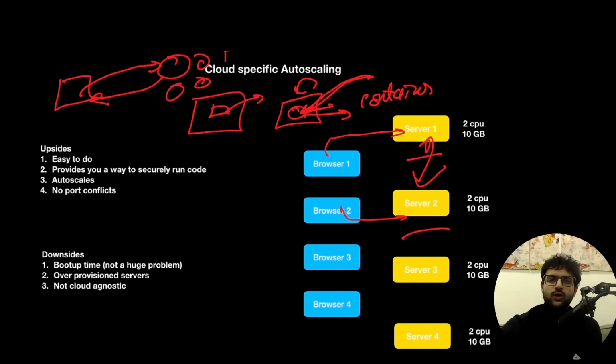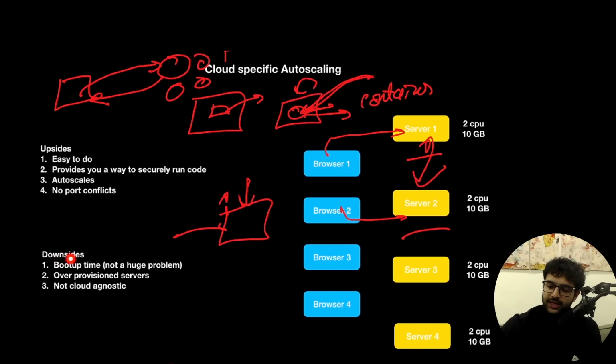The ports won't conflict. Compared to in the last approach, the original approach, there was a single machine, two people tried to run the same process on the same port, or different processes also on the same port, they would begin to conflict. One person would not be able to take the port. All right, those are the upsides.